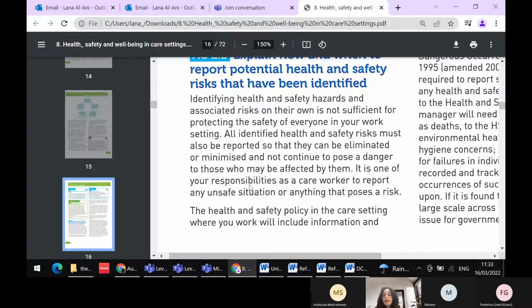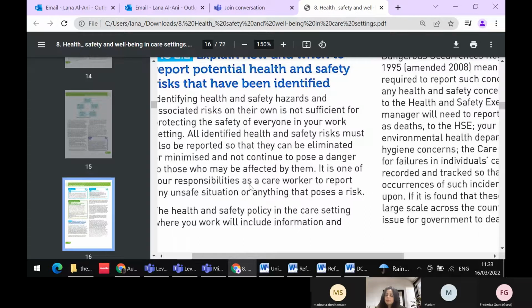So I report it. Then I can minimize this danger, which could affect myself and affect others. So my responsibility as a care worker is to identify any unsafe situation which can cause risk, and also report it.